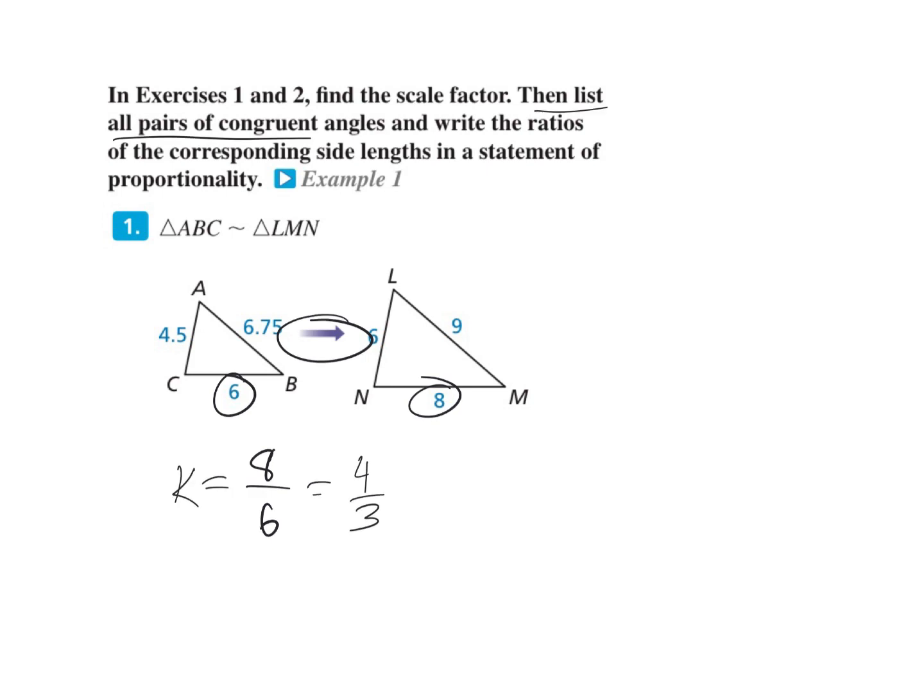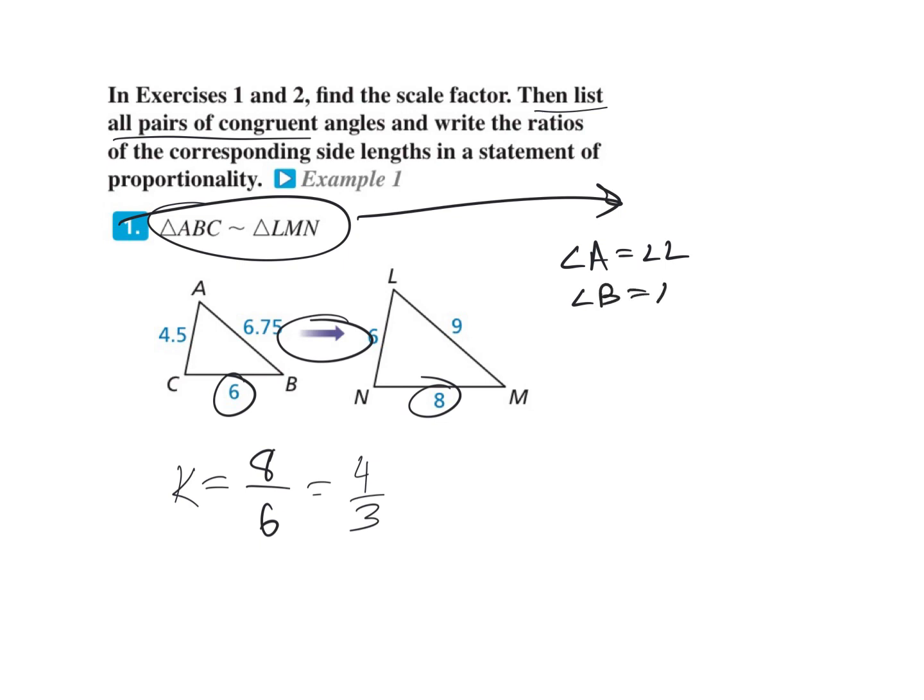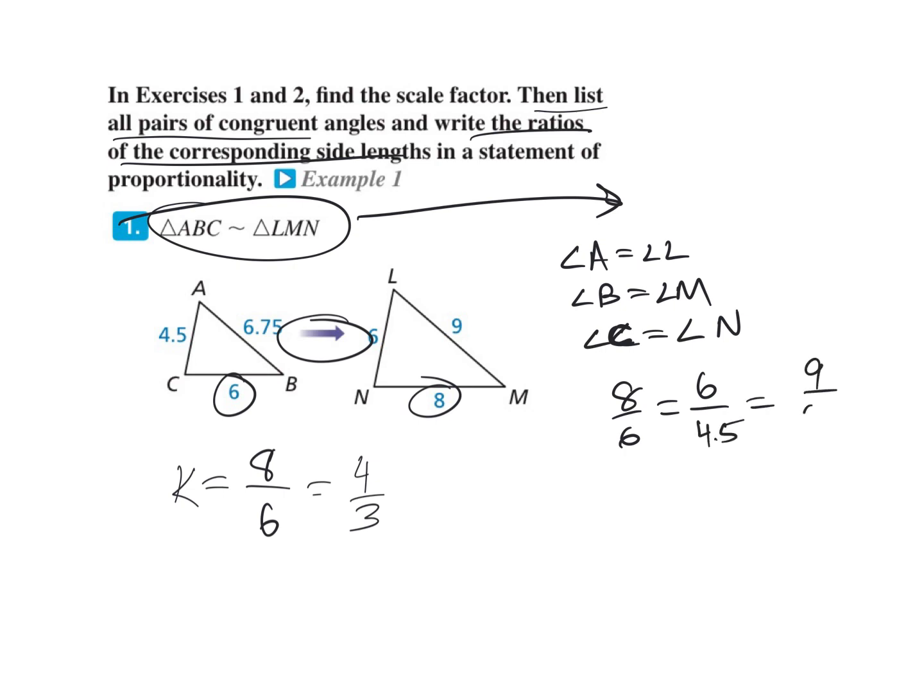Then list all pairs of congruent angles. All right, so we use this to list them. So angle A is equal to angle L, and angle B is equal to angle M. Angle C is equal to angle N. And then write the ratios of the corresponding side lengths. Okay, so 8 is to 6, as 6 is to 4.5, as 9 is to 6.75.